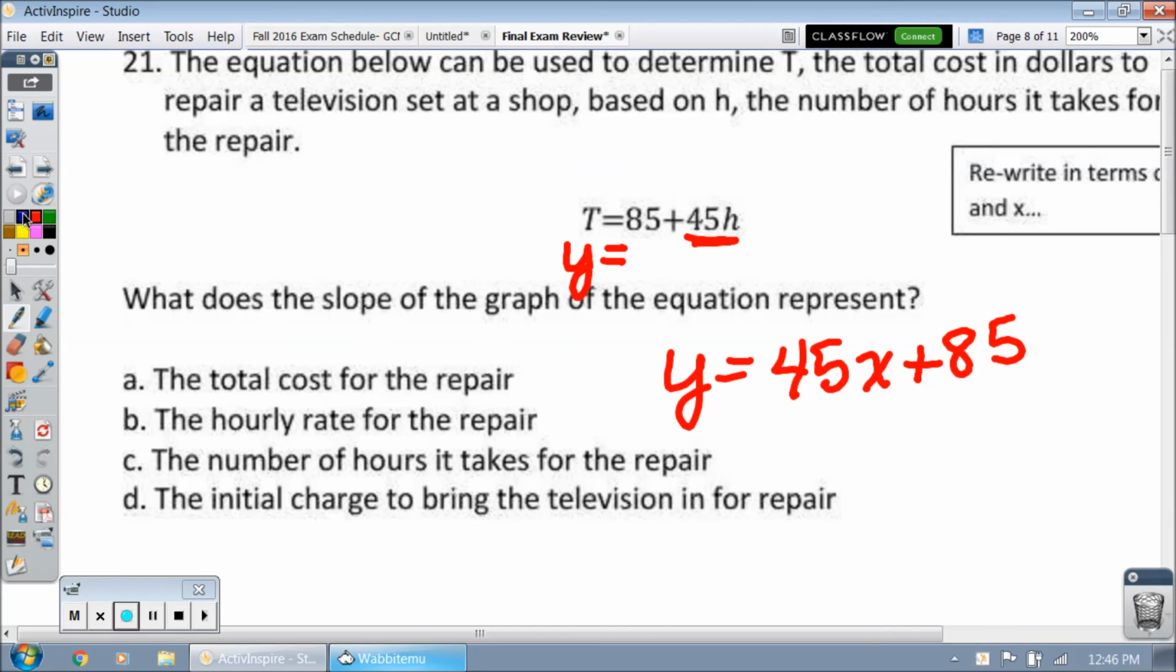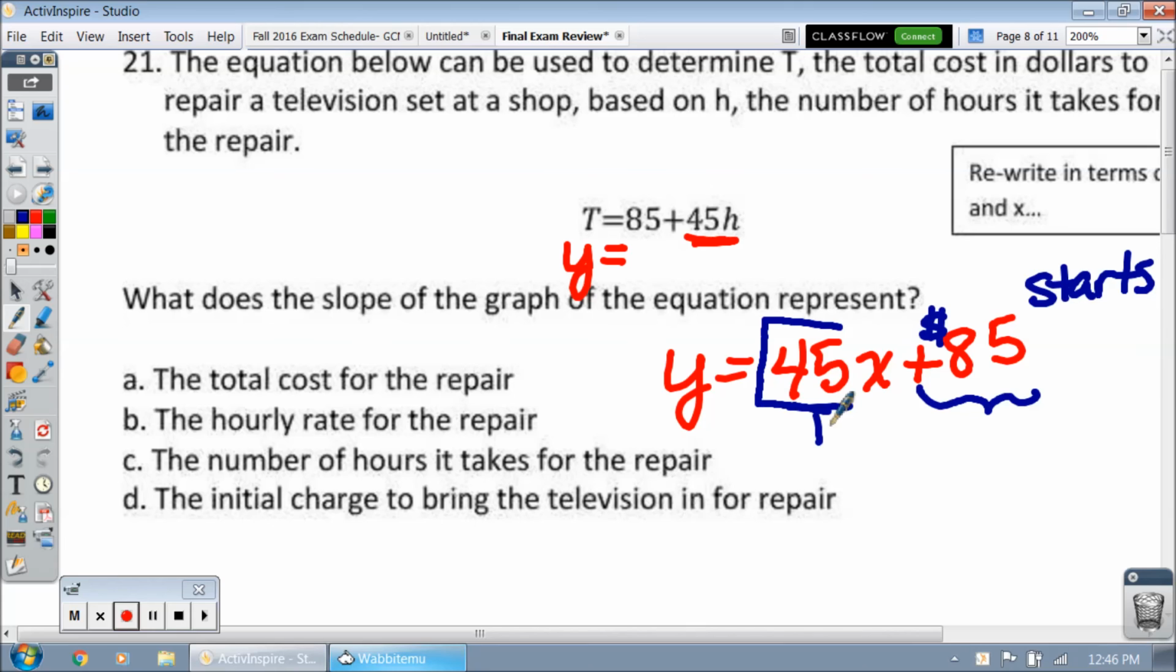So let's dissect this equation. This is the y-intercept. This is where the graph starts. And then 45, that means you go up 45 and over 1, up 45 and over 1. So if you read the problem, it's talking about the cost for repairs. The repairs start at $85, and then for 1 hour it's $45. For 2 hours it's going to be another 45. For 3 hours it's another 45.